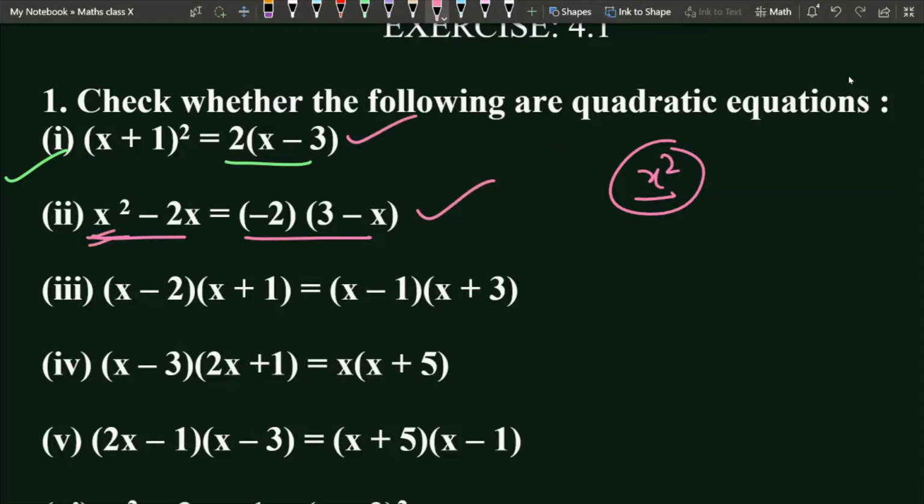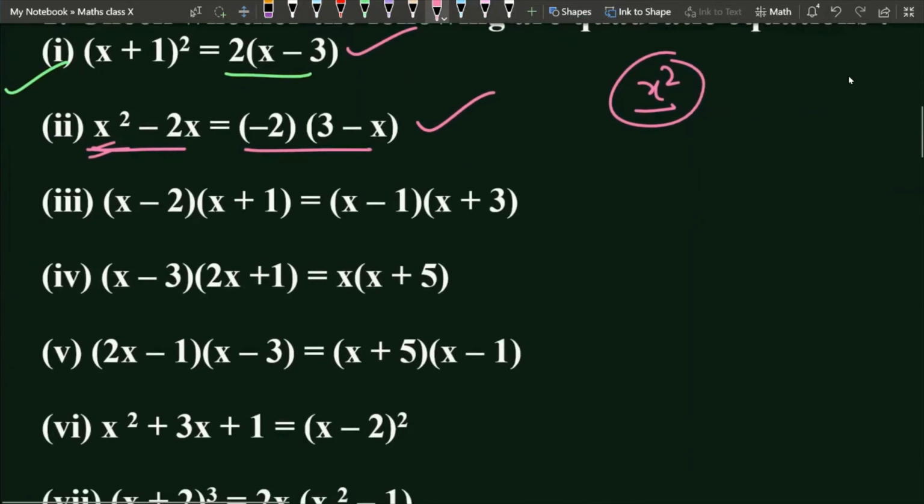This is also the third one. See, if we have a close look at this situation, we can think that this is a quadratic equation because x into x is x square. But in the right hand side also we will get an x square, and both will be cancelled out in this situation. So this is not a quadratic equation.